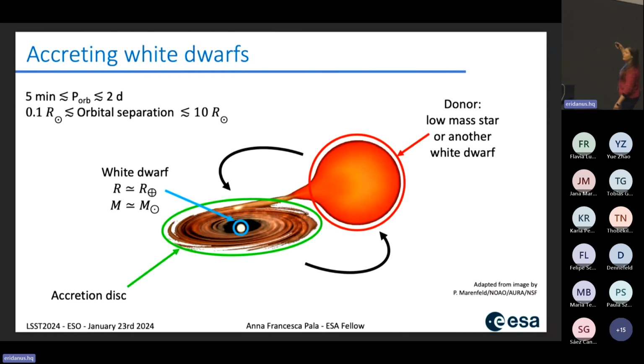And these binaries are compact, so their orbital periods span the range between a few minutes up to 2 days. And also the orbital separation is comparable to the solar radius. So we cannot resolve these binaries, not even with Gaia. Okay, but why are they important? Why do we care about these binaries?